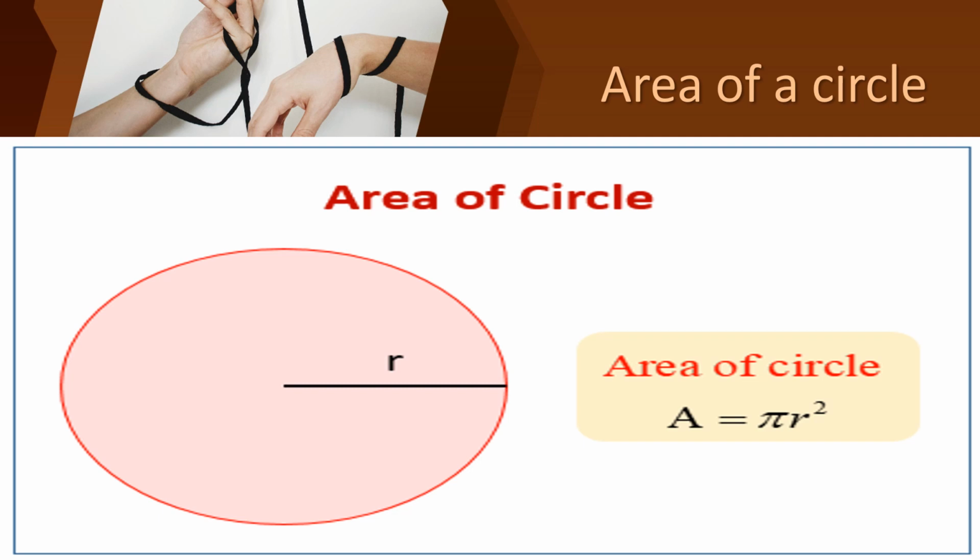So for finding the area of a circle also we have a formula. What is the formula? Area of a circle equal to pi r square units. So what is meant by r? r is the radius.